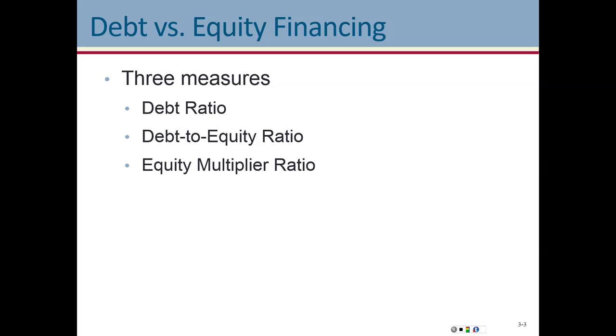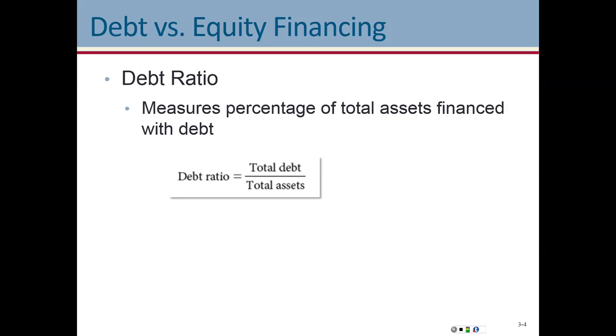Three main ratios: the debt ratio, debt to equity, and the equity multiplier. The debt ratio is pretty simple, pretty broad: total debt divided by total assets. Hopefully you remember that assets equal liabilities plus equity, so assets should always be greater than debt. If for some reason debt is greater than assets, your financial situation is really, really bad.